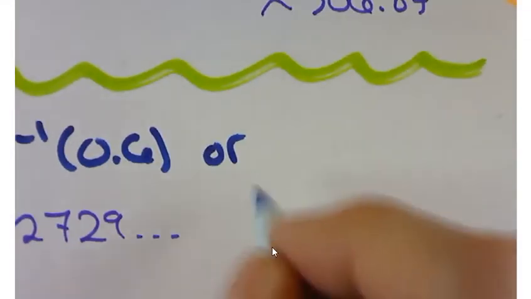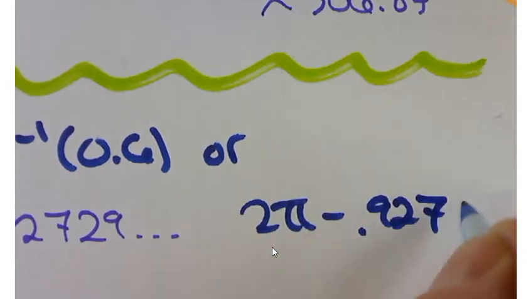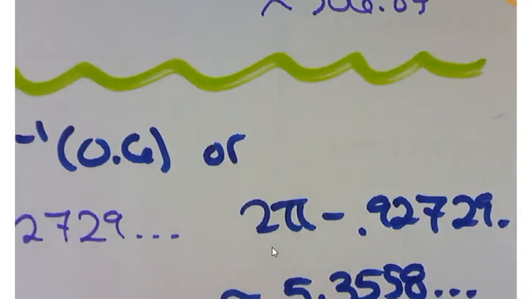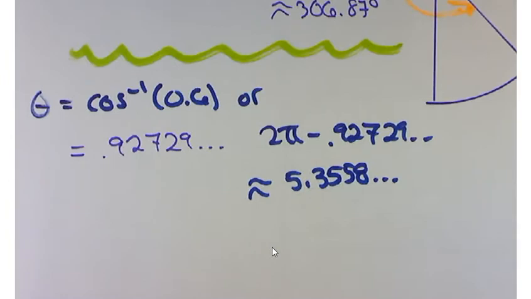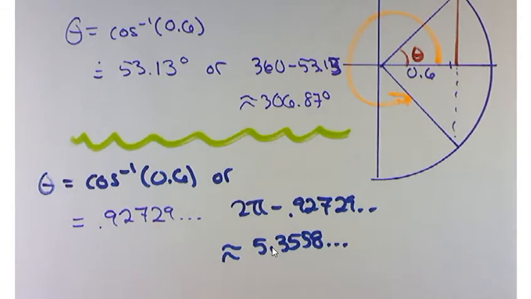Or 2 pi minus 0.92729, etc. And that's approximately 5.3558, etc. So, a couple ways to get that one. It's whatever you're comfortable with. The important thing to see is that there's two solutions here, and I need them both.